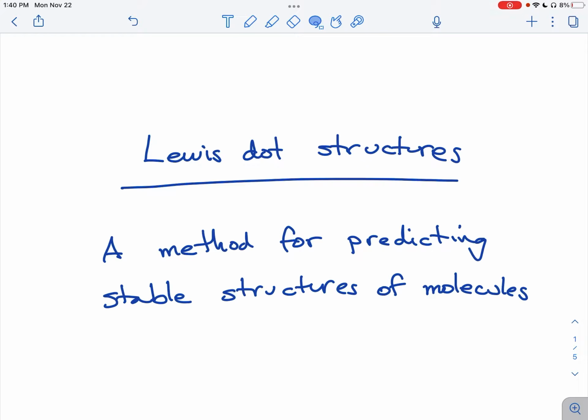Just briefly, Lewis structures, or Lewis dot structures or Lewis dot diagrams, you see them called a lot of things, are basically a method for predicting stable structures of molecules. In other words, what if you could zoom in on a molecule at the atomic level, what atoms are bonded to which ones?